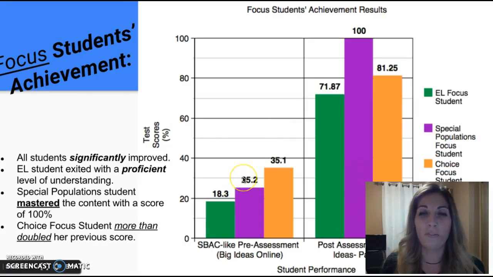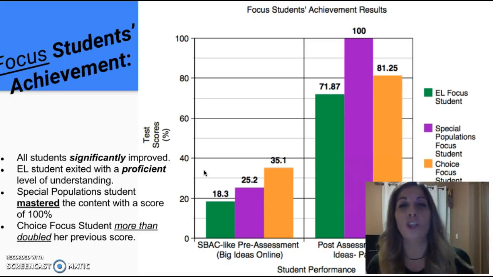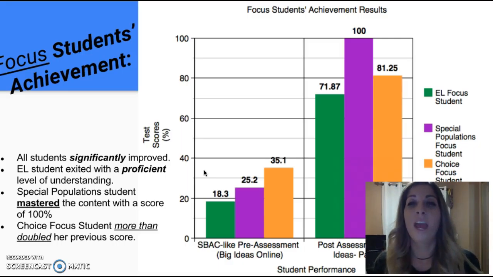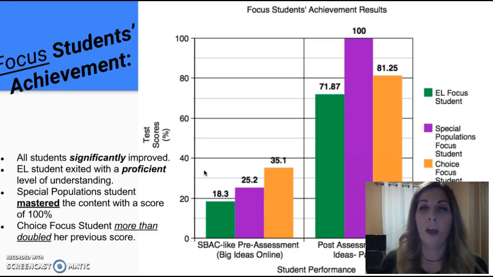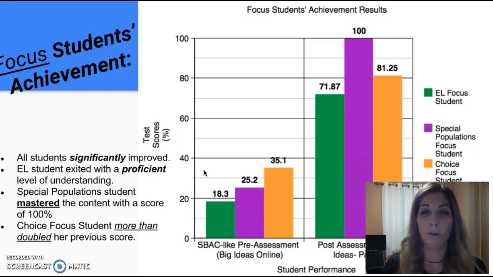Here are my 3 focus students and their achievement results. In the green is my EL student, who, as you can see, ended up exiting the unit at a proficient level. In the purple is my special population student, and as you can see, she ended up mastering the content by scoring 100% on the final assessment. And my special focus student, she ended up more than doubling her score. So as you can see, they all significantly improved.